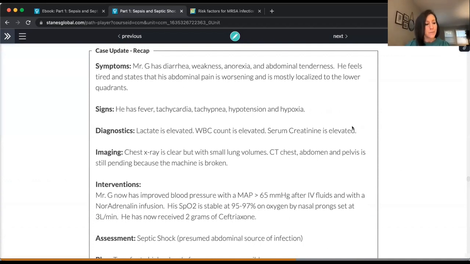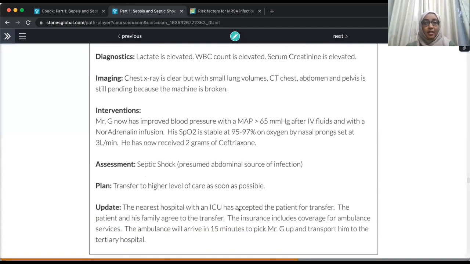Karima, do you mind reading this next portion? Sure. Thank you. So now the symptoms of Mr. G, now he has diarrhea, weakness, anorexia, and abdominal tenderness. He feels tired and states that his abdominal pain is worsening and is mostly localized to the lower quadrants. His signs are that he has a fever, tachycardia, tachypnea, hypotension, and hypoxia. Diagnostics that have been run showed a lactate that is elevated. The white blood cell count is also elevated. Serum creatinine is elevated. His chest X-ray is clear, but with small lung volumes.